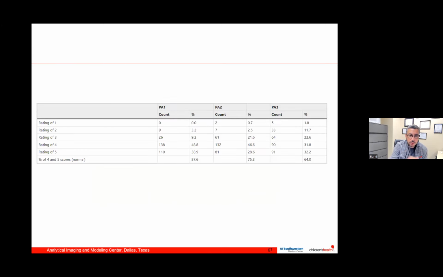But if you look at the overall data between the 3 different PAs, you can see that they actually didn't agree that much. So if you look at the total score down there, the ones that gave it 4 and 5 scores, that is normal. PA1 thought that 87% of the ears are normal, or like they corrected. PA2 thought it's 75%, and PA3 thought they're only 64%. So there's quite a range of the PAs thinking that our ear molding was successful or not. But if you take the average of all the 3 PAs, it's about 75% of our ears were corrected.